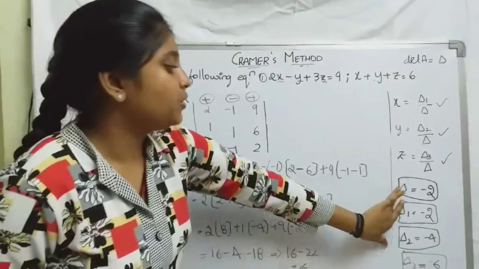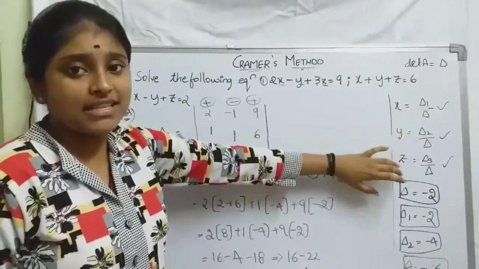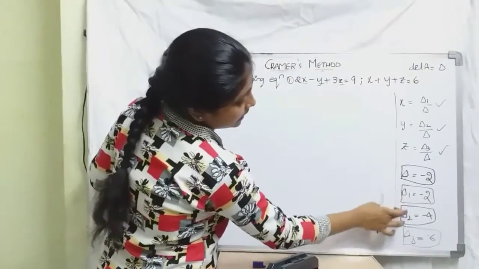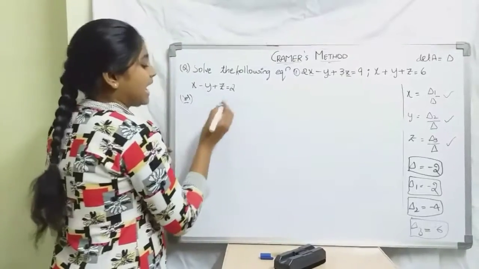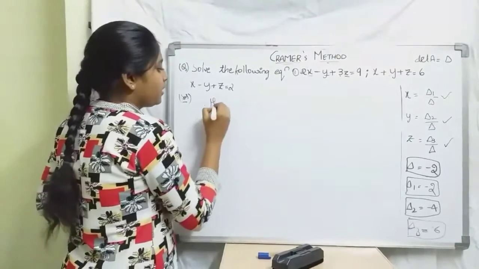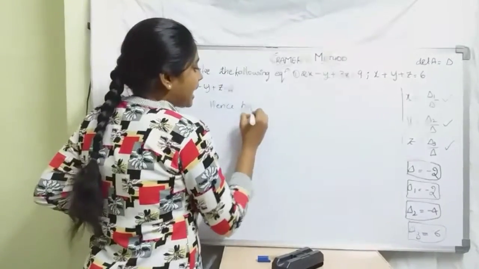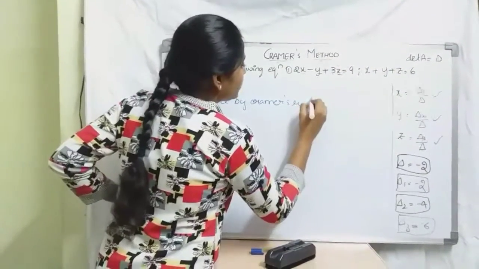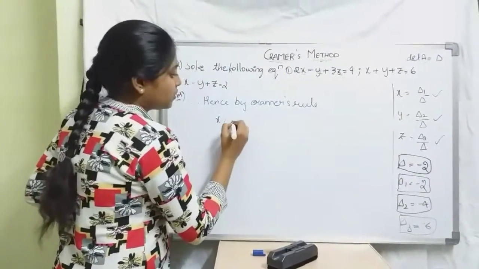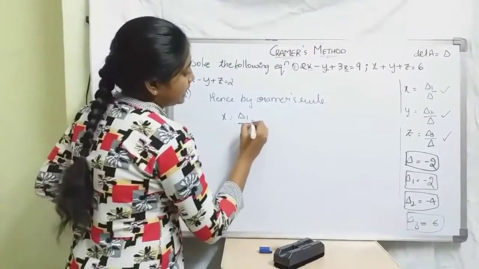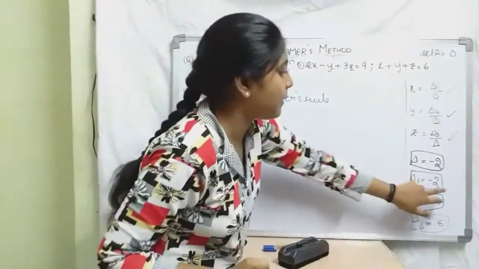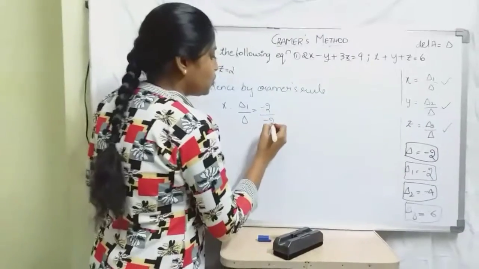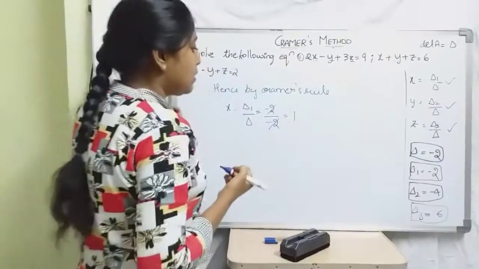Now we will find the value of x, y and z. We got the delta value, delta 1, delta 2, delta 3. Now the last step is left over. Therefore, hence by Cramer's rule, x is equal to delta 1 by delta. What is the value of delta 1? Delta 1 is minus 2, by what is the value of delta? It is also minus 2. So minus 2 gets cancelled, then it is 1.